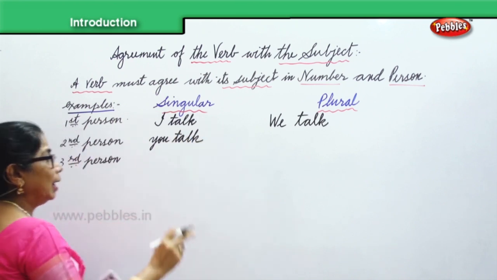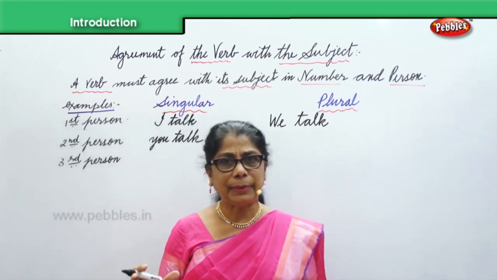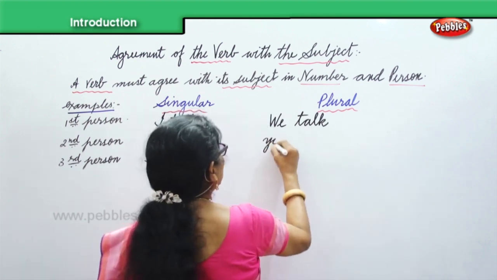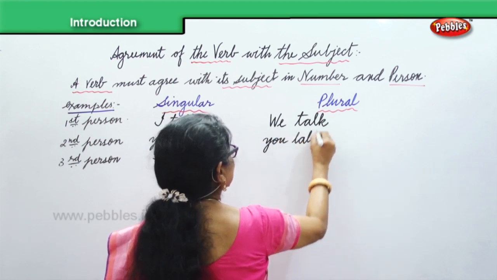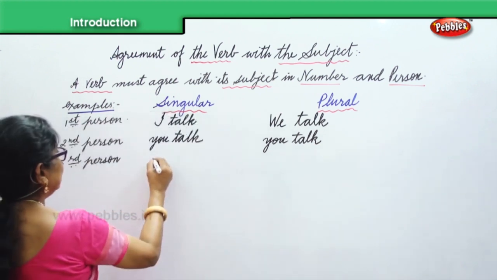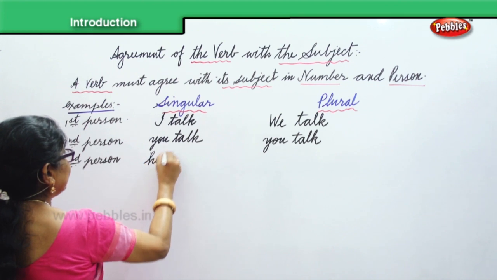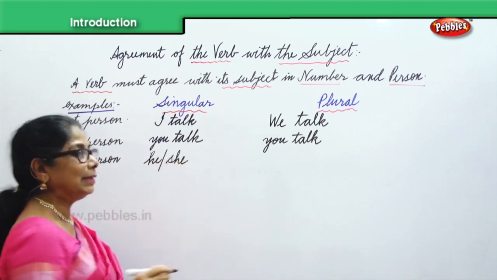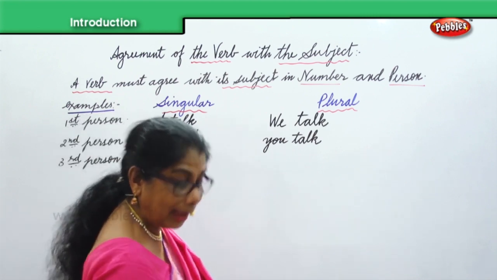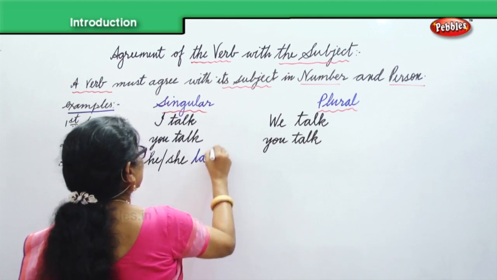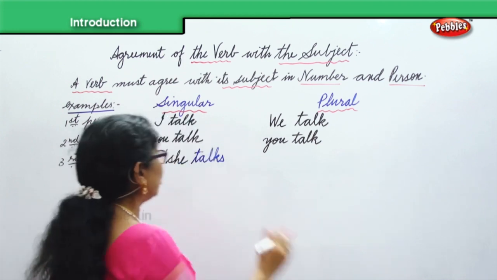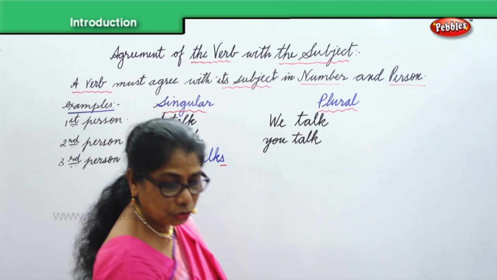You say you talk, and when it comes to plural, in the second person, you will again say you talk. For the number, you only say you talk. But in the third person, supposing you say he or she, there is a change, and that's what we have to look at. He talks or she talks. That S comes there. Look at the verb change here.